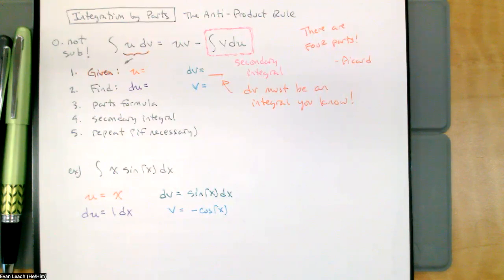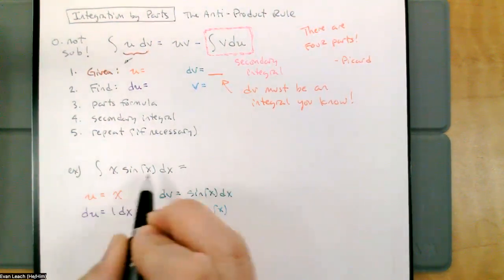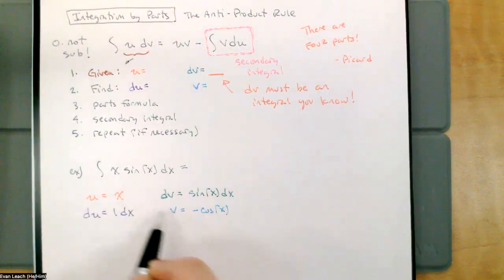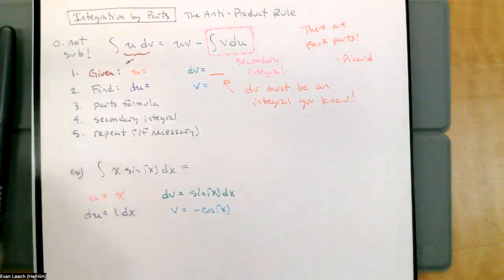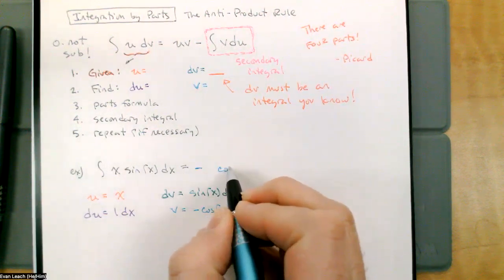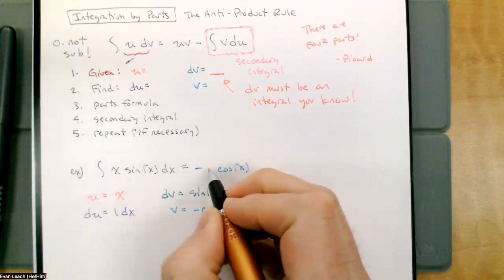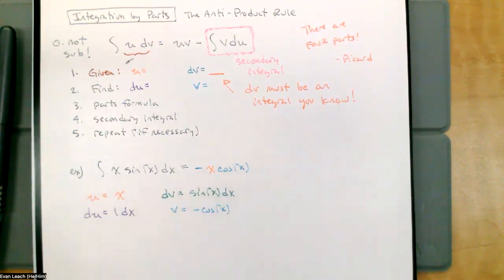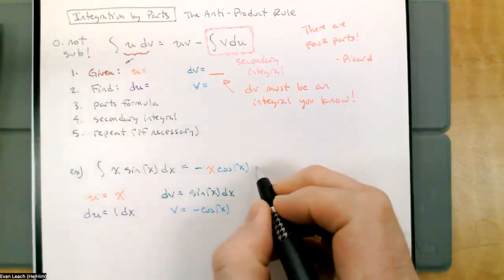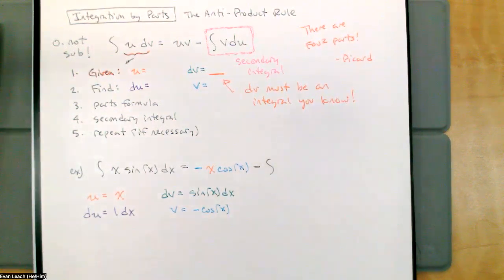Now that we've got the four parts, we can put these four parts together in the parts formula. The integral of u dv is uv, so negative x cosine x, minus the integral of v times du.